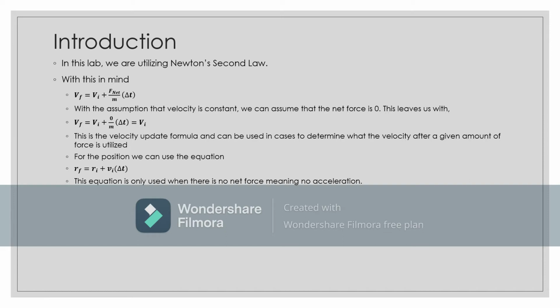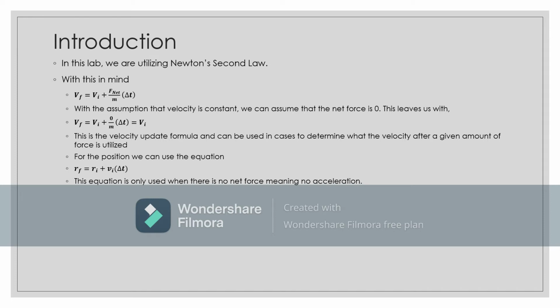So, final velocity is equal to initial velocity plus a, which can be broken down to net force divided by mass times change in t. With the assumption that velocity is constant, we can assume the net force is zero. This leaves us with final velocity is equal to the initial velocity plus zero times t, which is equal to the initial velocity. This is the velocity update formula, and in this case is used to determine the velocity after a given amount of force is utilized, which in this case is zero.